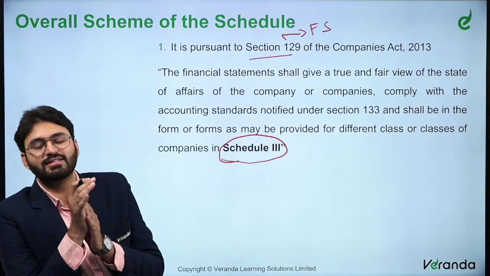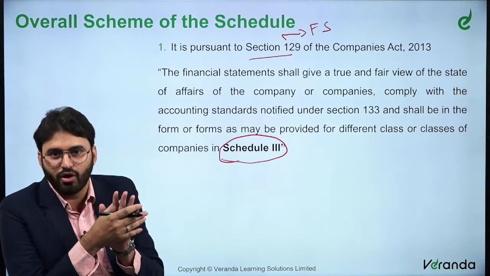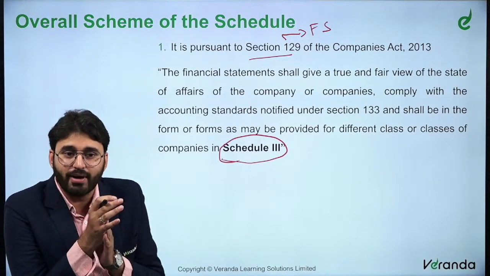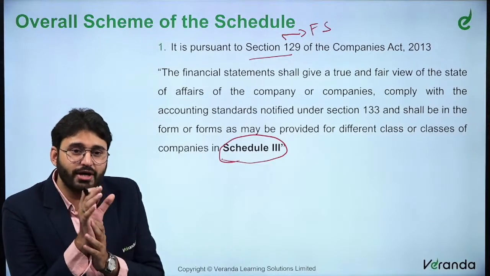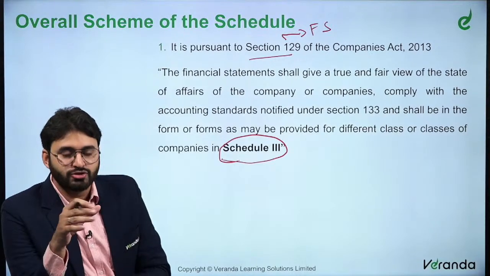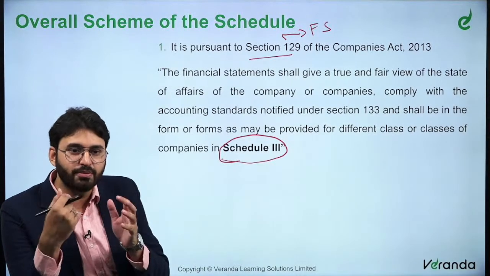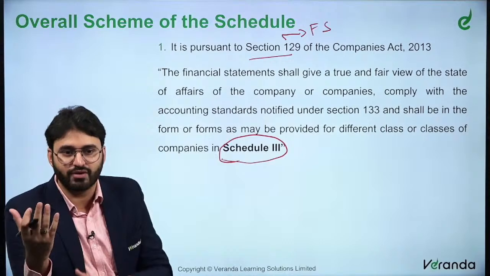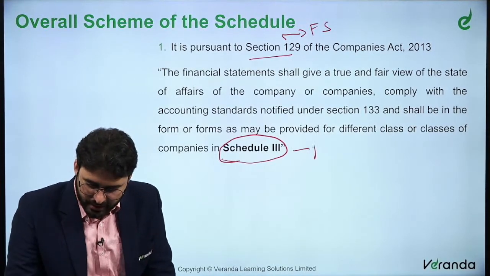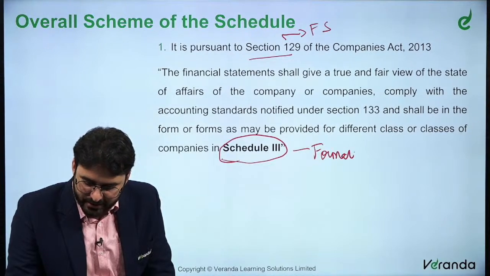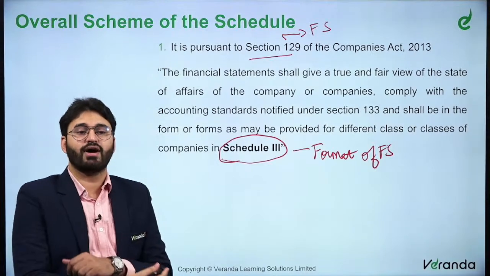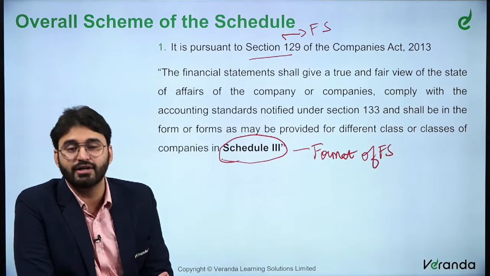So Companies Act is said to be the most comprehensive law in India, right? So it prescribes a format. What prescribes a format? The Companies Act. Section 129 of the Companies Act prescribes a format through Schedule 3. The format again is divided into multiple, different types of classes of companies. We will discuss that. But Schedule 3 is nothing but a format which is prescribed by the Companies Act. Format of what, sir? Format of the financial statements. How a financial statement should be presented, in what format.